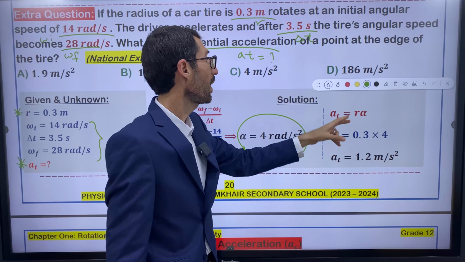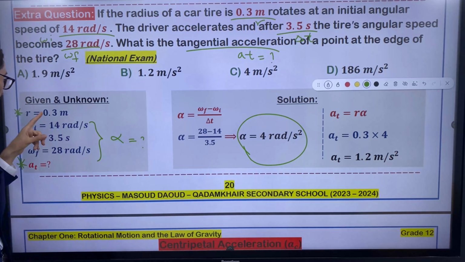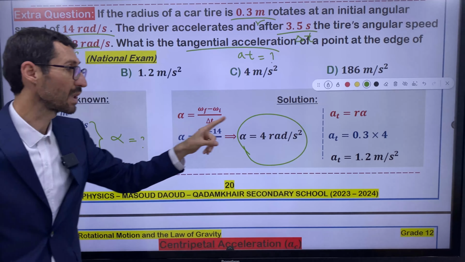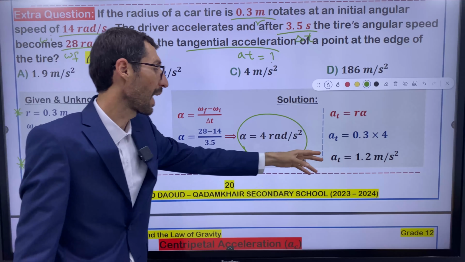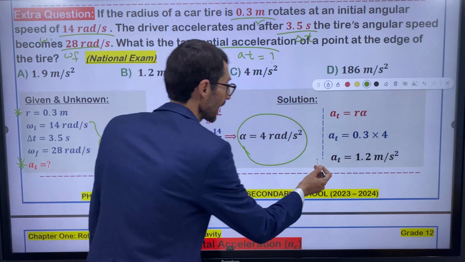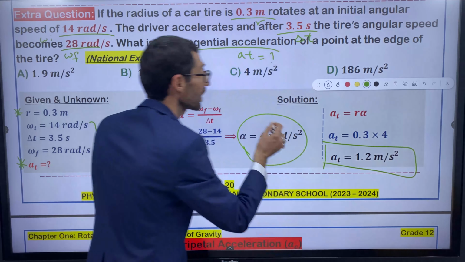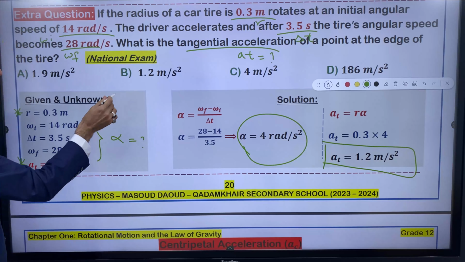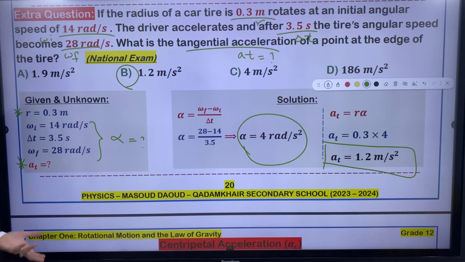AT is equal to R, 0.3 multiplied by alpha 4. I summarized this information for you. And the answer will be 1.2 meter per second squared. This is the last answer. Let's circle the correct number. So B is the correct answer.